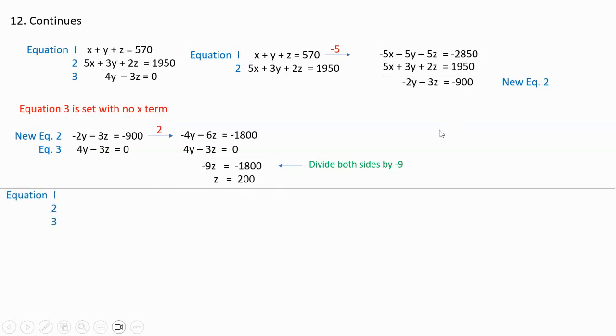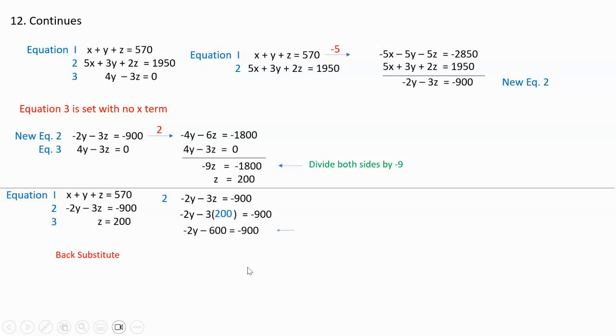Now I'm going to have three equations, right? I'm going to use the first equation, then the equation that we got here, the new equation 2, and then the z equals 200. Now I'm going to back substitute. So I'm going to plug in 200 for z. Then I'm going to add 600 to both sides. That gives us -2y equals -200. We divide both sides by -2. The result is 150.